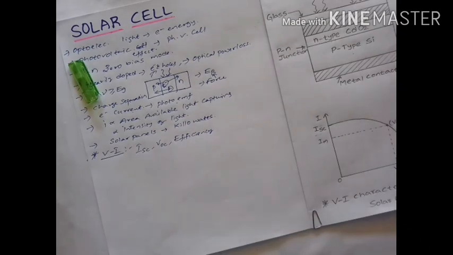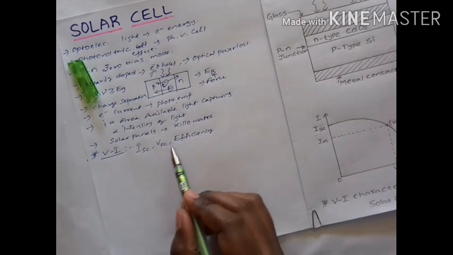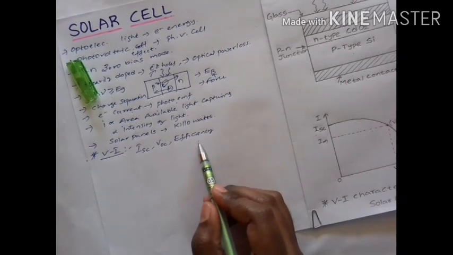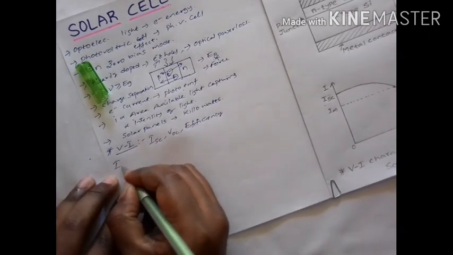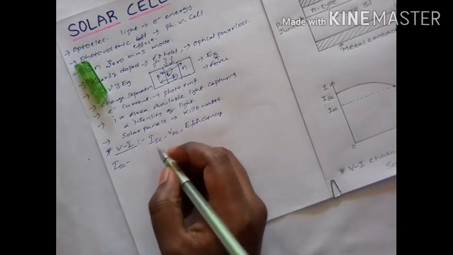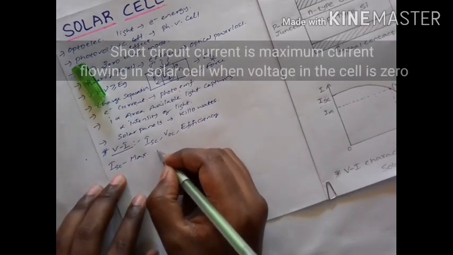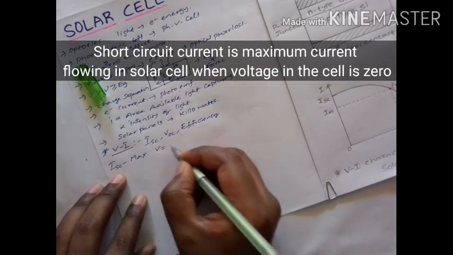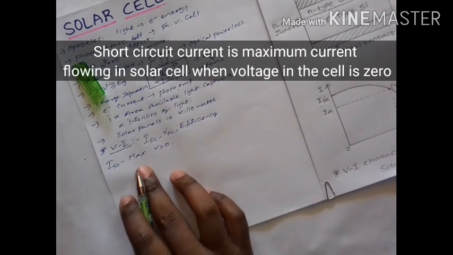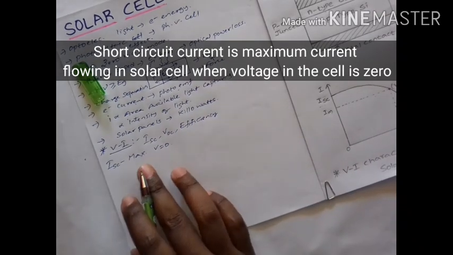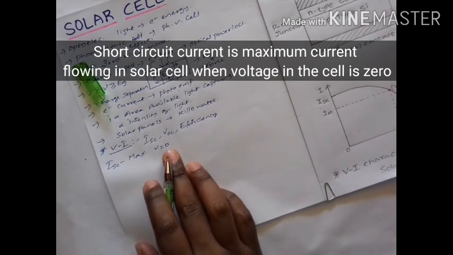And the rating of the solar cell is done on these parameters, that is ISC, VOC and efficiency. See here, ISC, which is nothing but short circuit current, which is the maximum amount of current flowing in the solar cell when the voltage of the solar cell is equal to 0. Or we can also say that the short circuit current is the maximum current which is flowing through the solar cell when the voltage across the cell is 0.